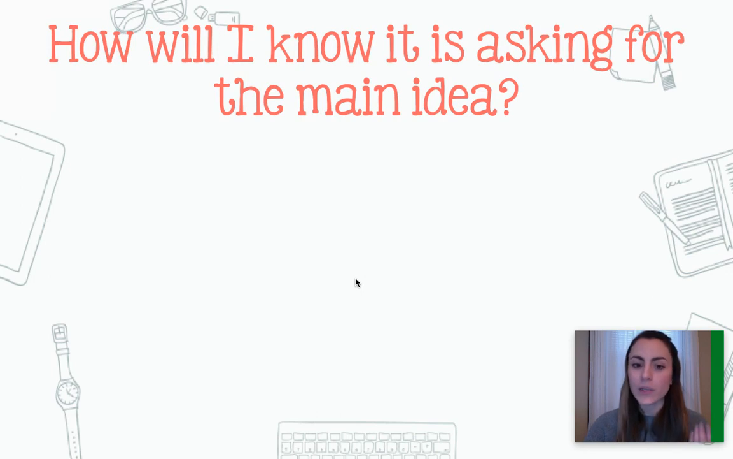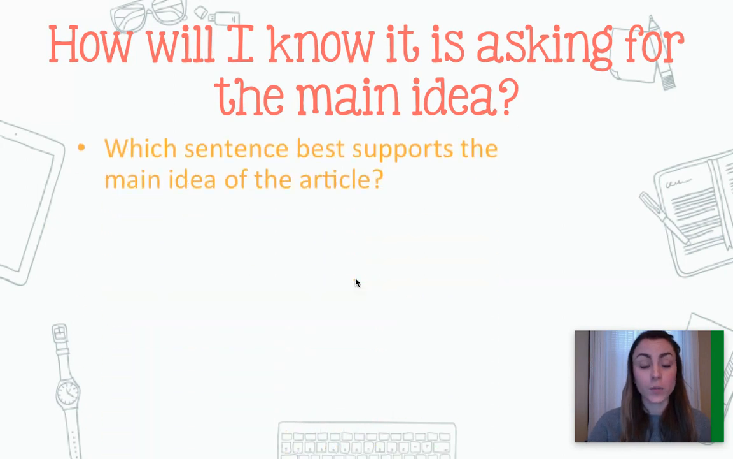Now, how will I know it's asking for the main idea? There's a variety of questions that you will have on assessments, in classwork, in independent work, or at home during remote learning. And we have to know the main idea to be able to answer these. So you might be posed with the question, which sentence best supports the main idea of the article? You'd have to go back and look at which sentence from the text supports the main idea. And if you don't understand the main idea of the article, you can't answer that to the best of your ability.